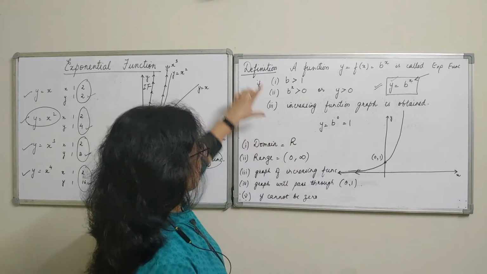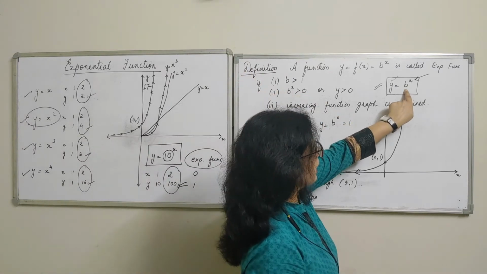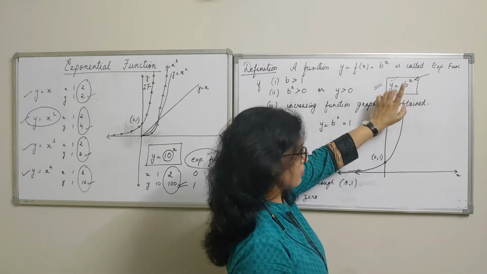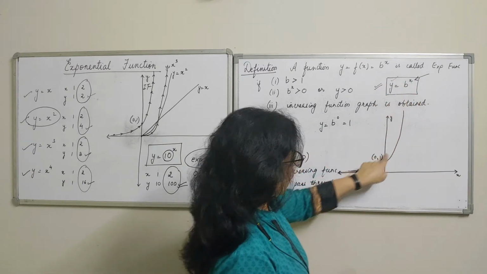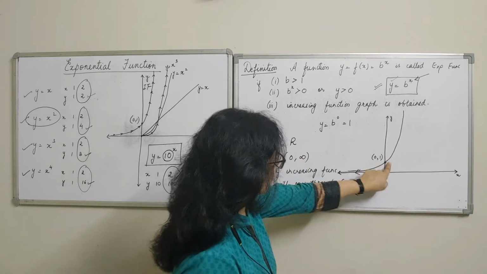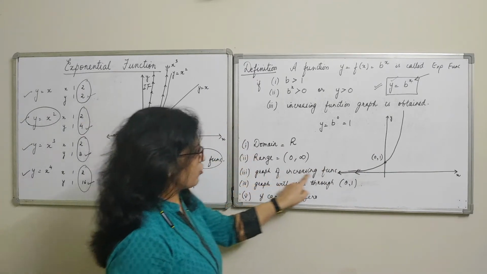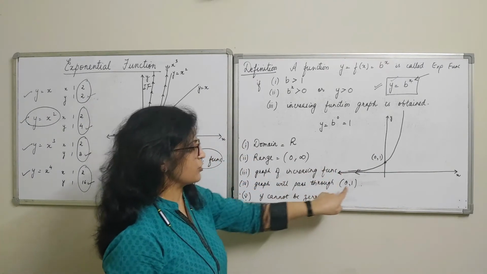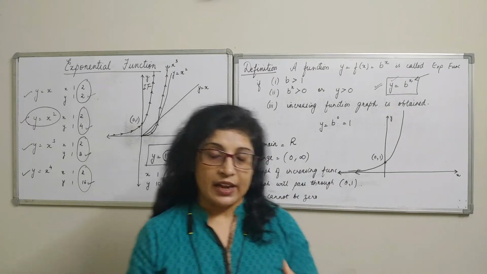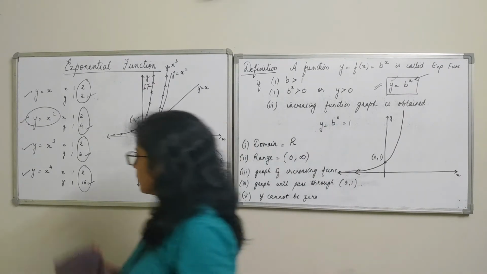So once again, let us see what is basically an exponential function. A function of this kind, a constant raised to a variable. This is an exponential function. The graph is like this. Important points: the graph of exponential function will always pass through (0, 1). Domain is real numbers. This is the range. It is the graph of an increasing function. The graph will always pass through this point, and y cannot be 0. That means the curve can never intersect the x-axis. Let's move ahead now.